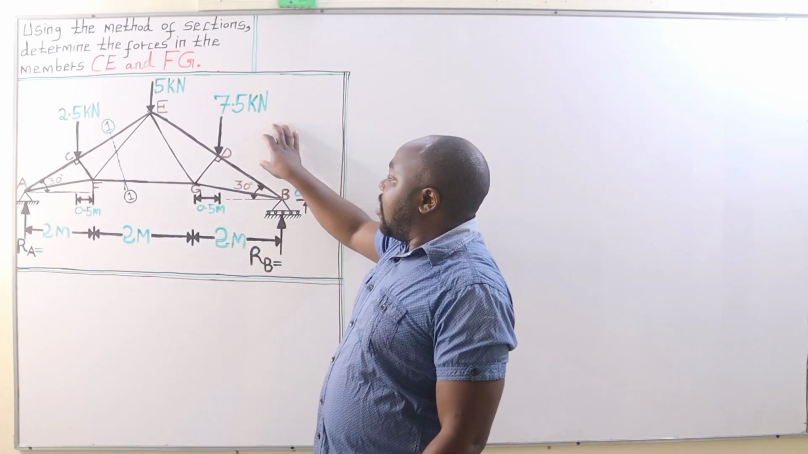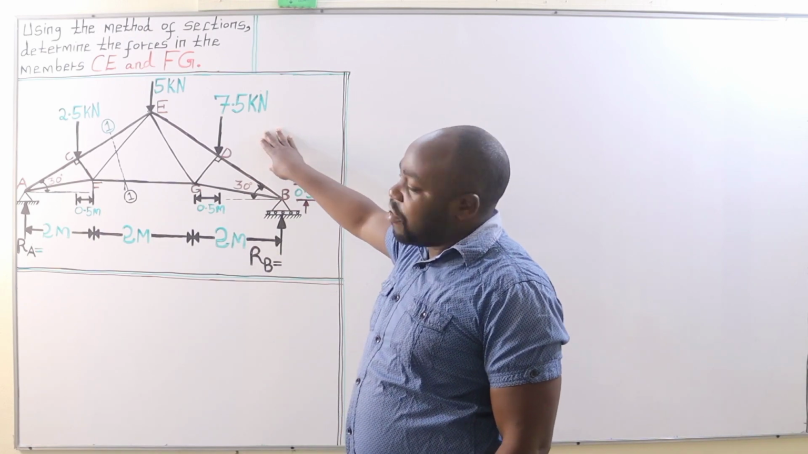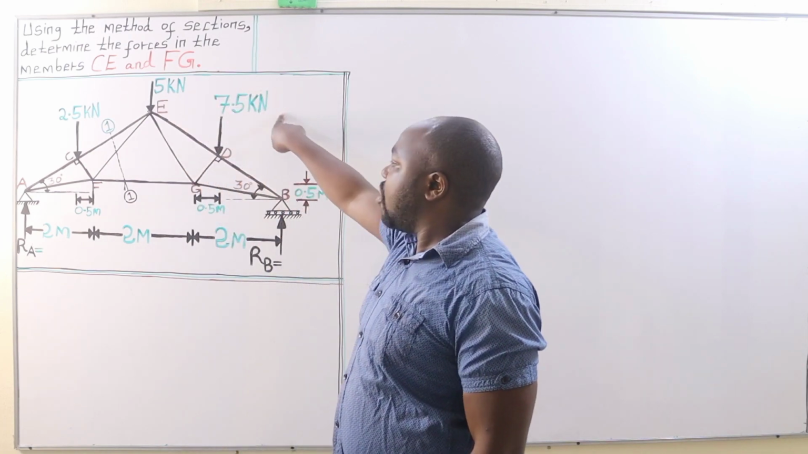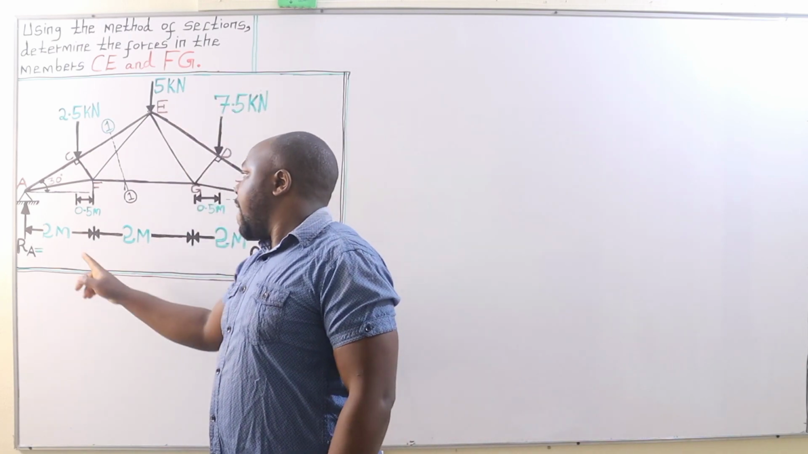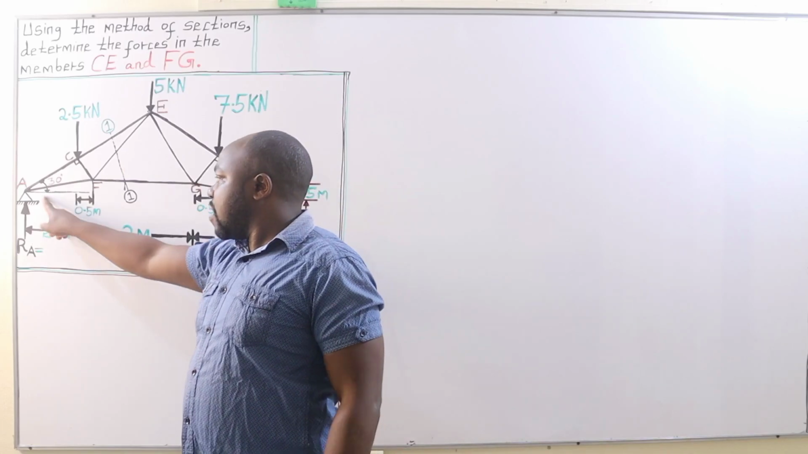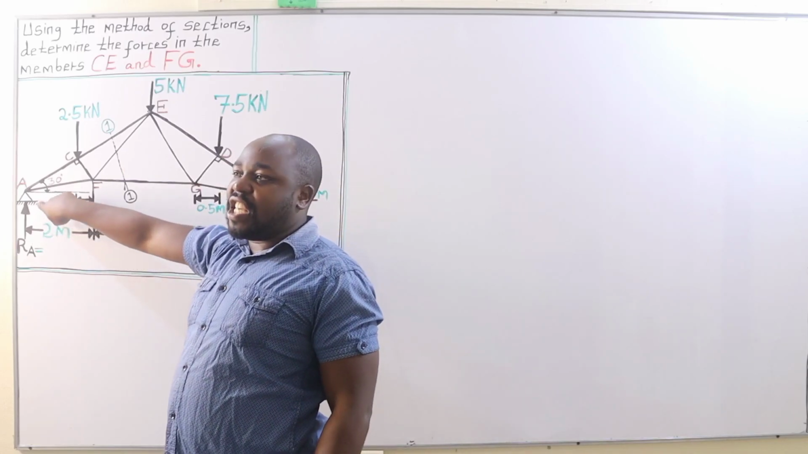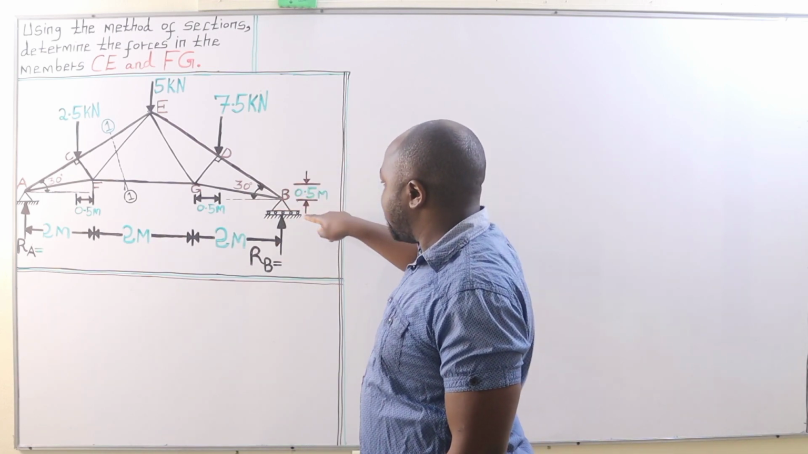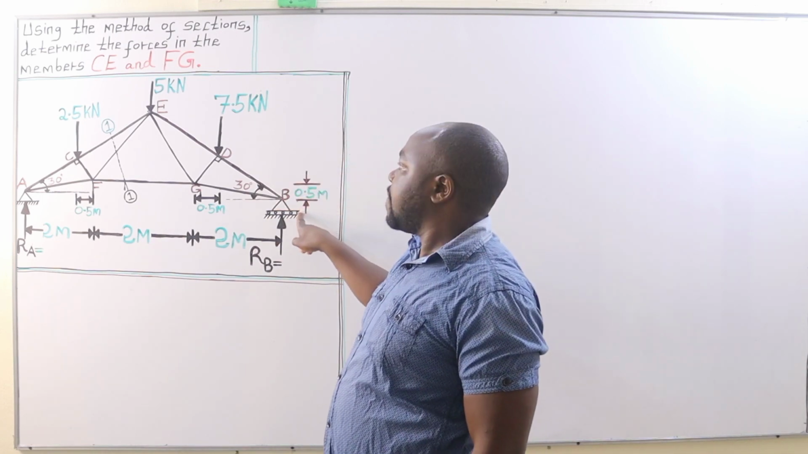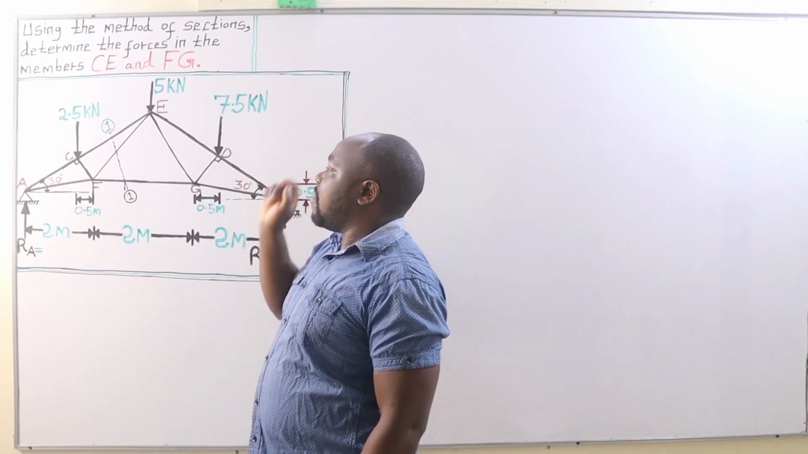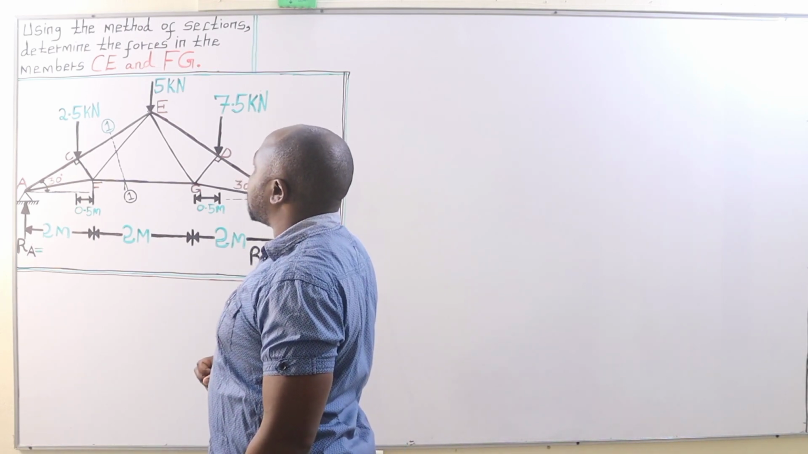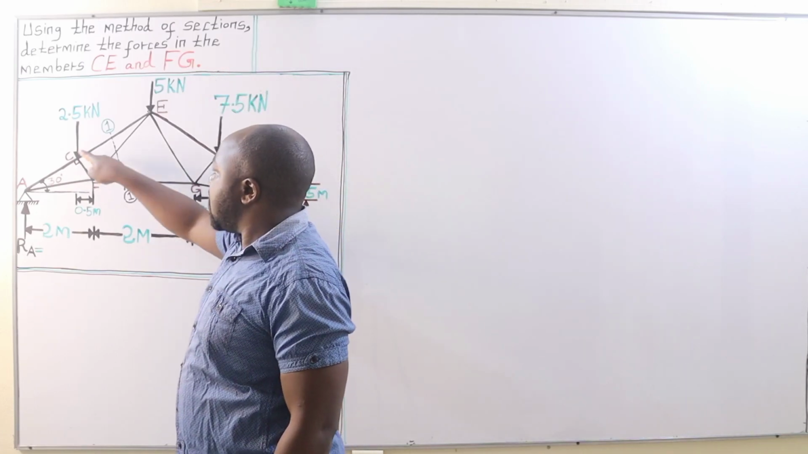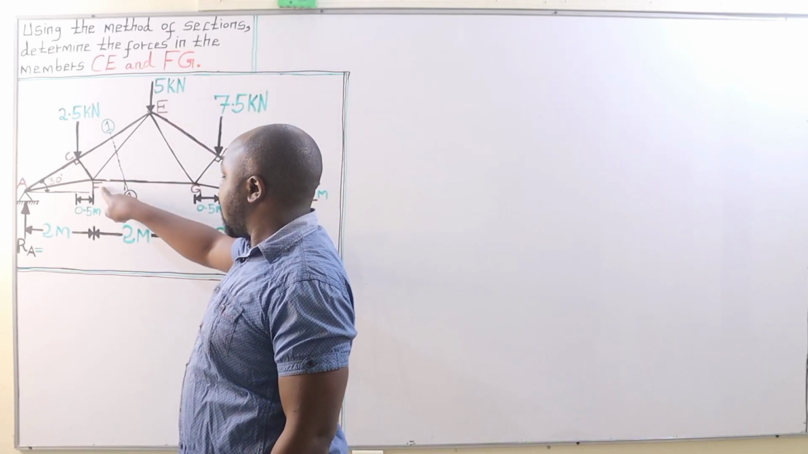Now, on our board here, we have a truss that is loaded with 3 external loads. On end A, the truss is hinged, and on end B, the truss is supported on rollers. The question is, using the method of sections, determine the forces in the members CE as well as the member FG.